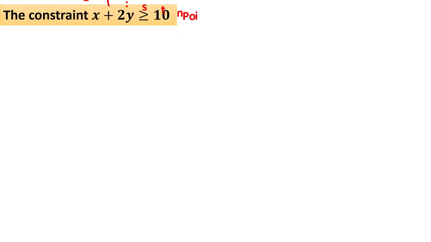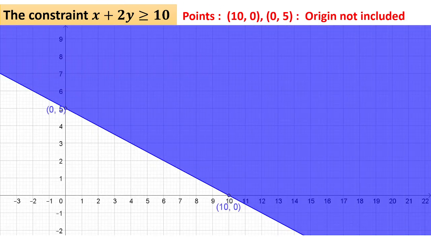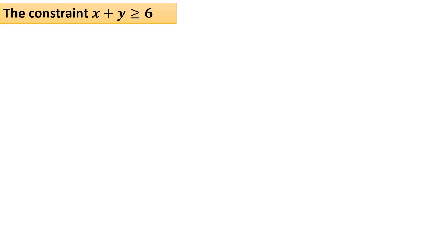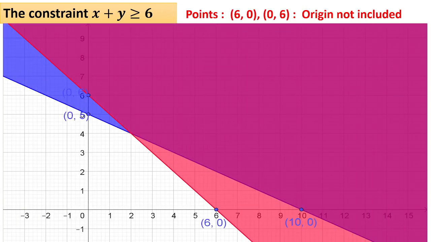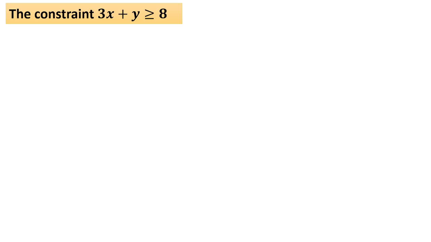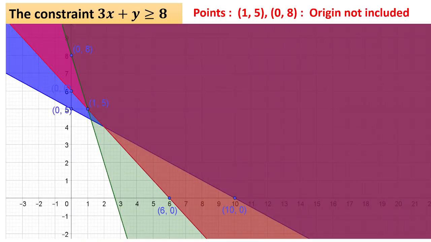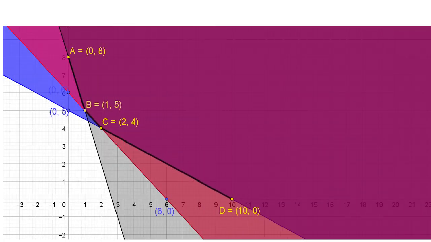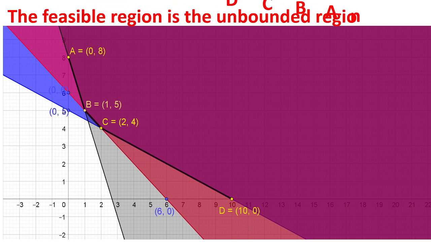Well, now the first constraint I am drawing over here, and origin is not included, therefore it is going up. Second line I am drawing, origin not included, it is also going up. Third line I am drawing, origin not included, it is going up. Now this is the unbounded region you are getting, A, B, C, D. The feasible region is the unbounded region, and all of you know that even though it is an unbounded region, the optimal value lies only at the corner points.